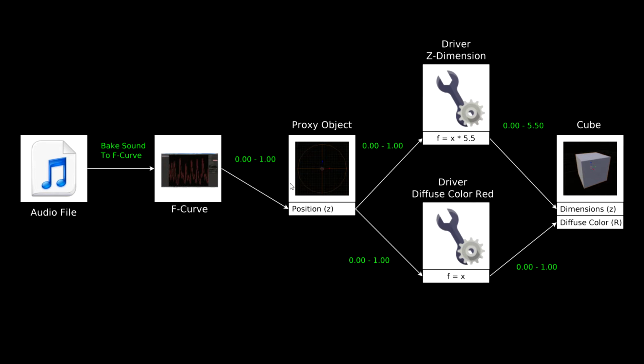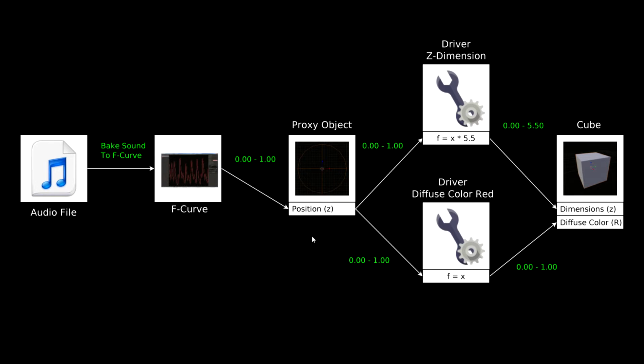This looks somewhat familiar, but somewhat more complicated. So let's look at what looks familiar here. The cube is here, it has the dimension Z, it has the diffuse color red. We have our audio file, we bake it into an F-curve, but this F-curve this time is not attached to the target object, the cube, but a proxy object.